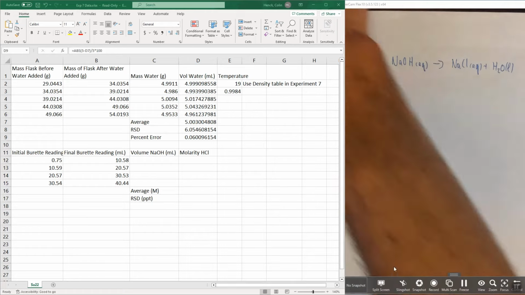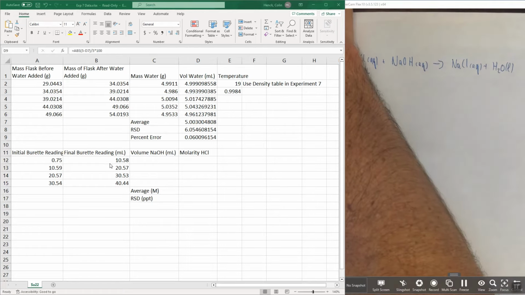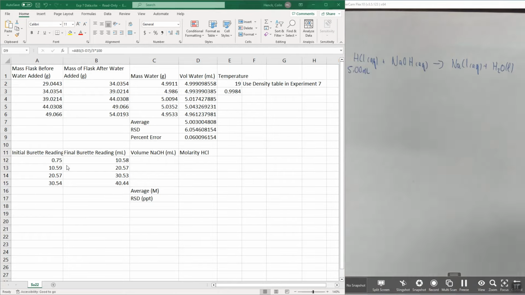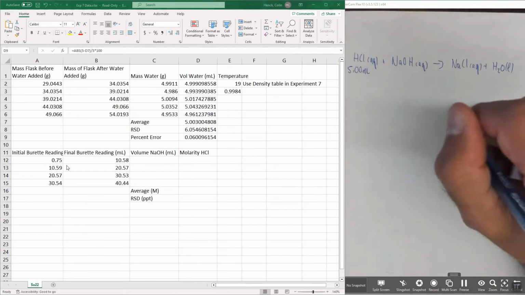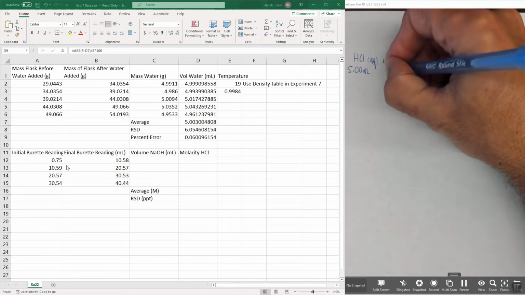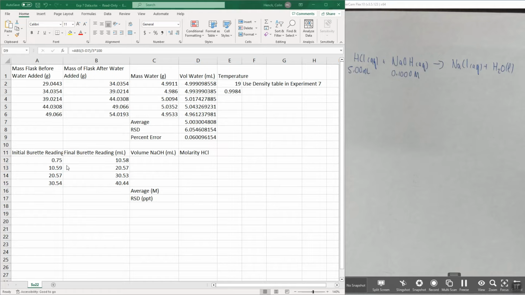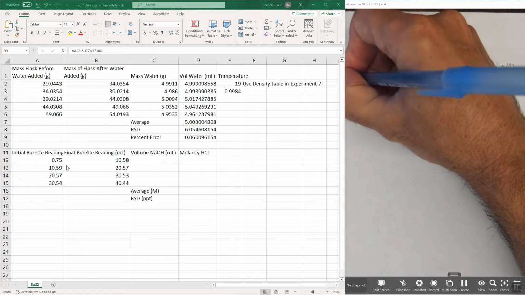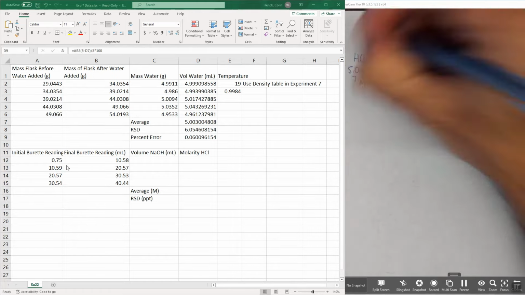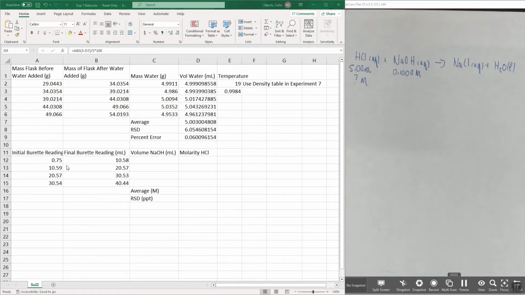To find the volume of NaOH, you're going to take the final burette reading and subtract the initial burette reading. That's the difference to tell you the volume of NaOH. But we also know that this NaOH is a 0.1000 molar solution. Our goal is to find the molarity of the HCl.